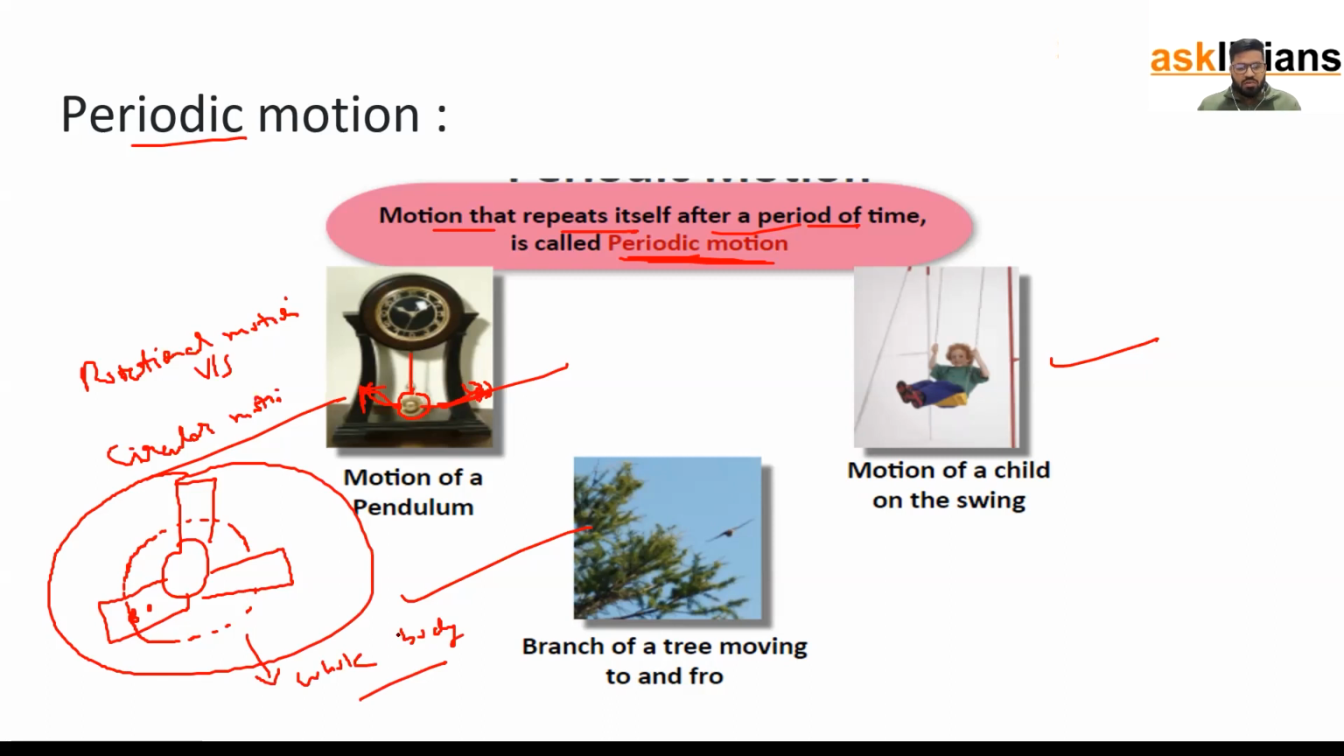Yes or no? This whole fan is not moving along a fixed point, or I can say its distance from a fixed point is not constant. So the motion of the complete fan is known as rotational motion, and the motion of any part of the blade or any point of the blade is known as circular motion. So if you consider any part of the body, that will be considered in circular motion. Yes or no? And if you are considering the complete body, then that will be covered under rotational motion. So the basic difference is clear between rotation and circular.